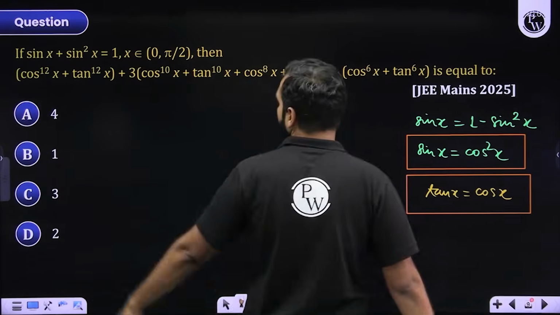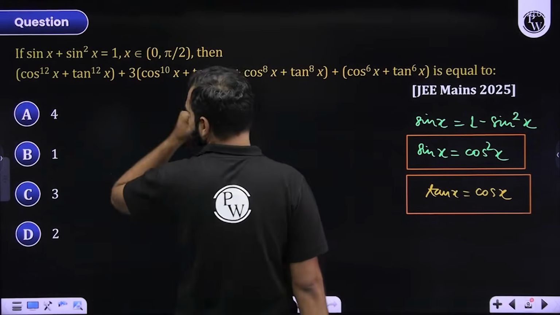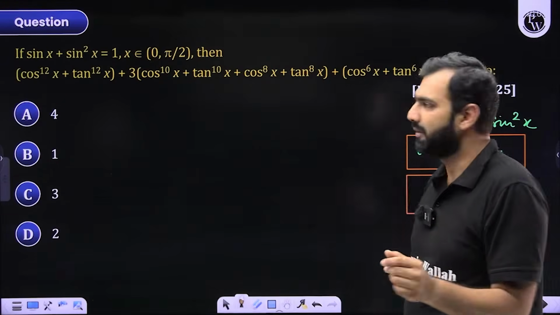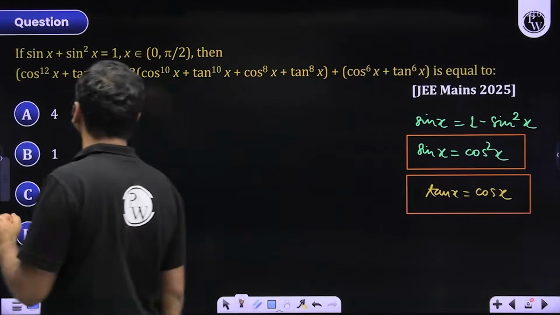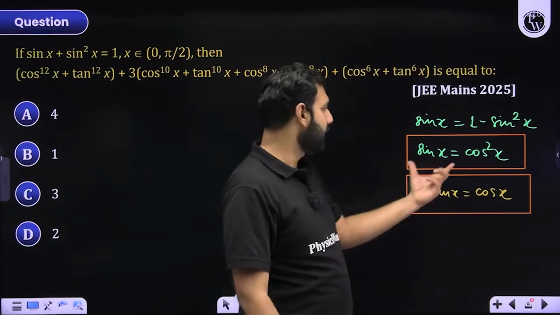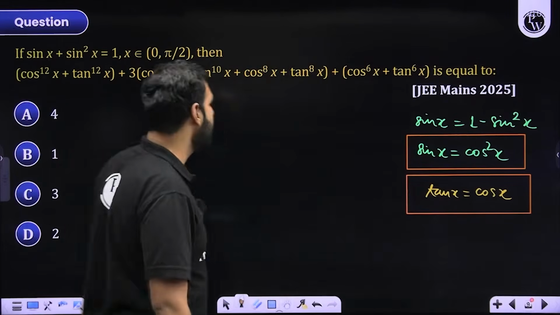So it says cos 12x, tan 12x, which means cos x to the power 12, tan x to the power 12. But I may read it like this sometimes. Okay, I hope you're fine with that. So here I'm given cos x to the power 12. Okay, so I'll write cos x to the power 12, but in a little different manner.